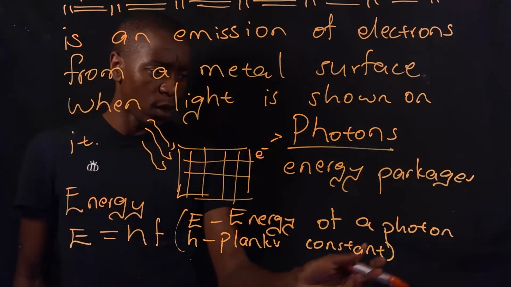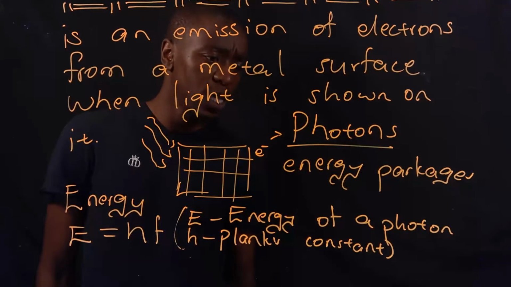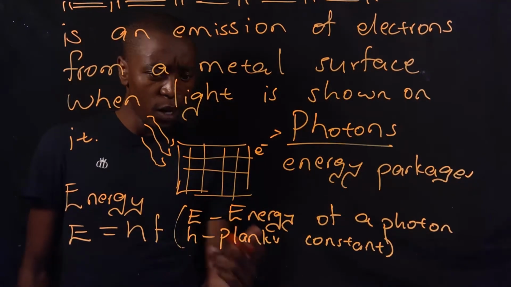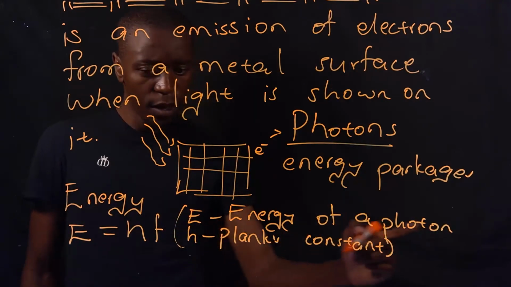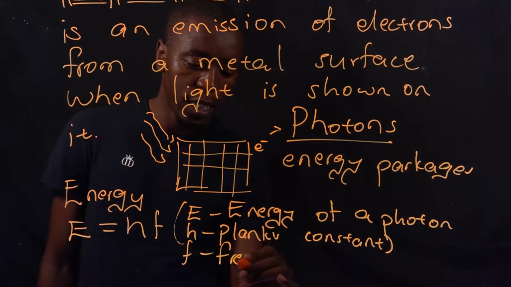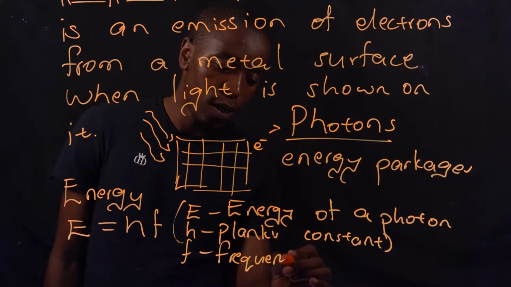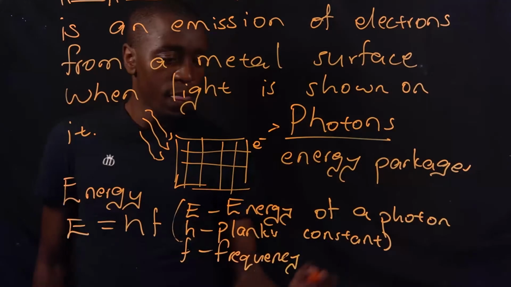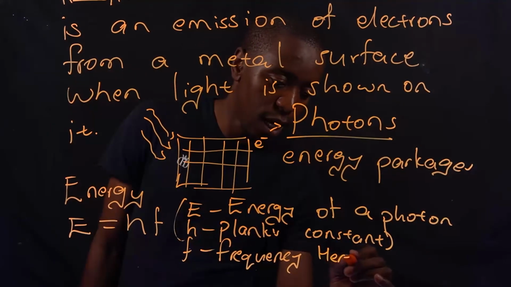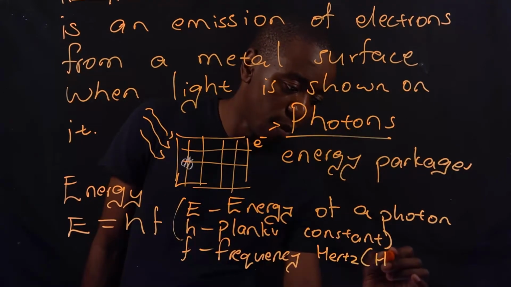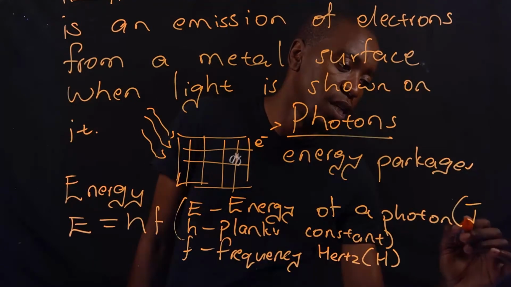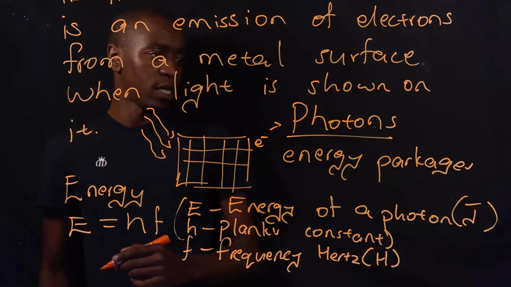Because Planck's constant is a constant, you can find it in a formula sheet. You don't have to stress yourself about it. It will be given in a formula sheet, where we have constants. Then the last part is f, which is frequency. Frequency is measured in hertz, which we symbolize by capital letter Hz. Energy we measure in joules. It is as simple as that.